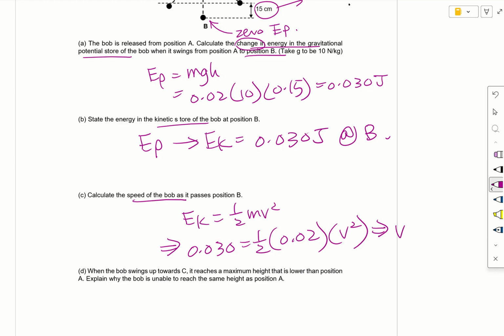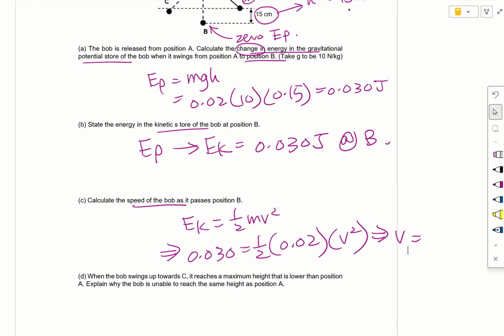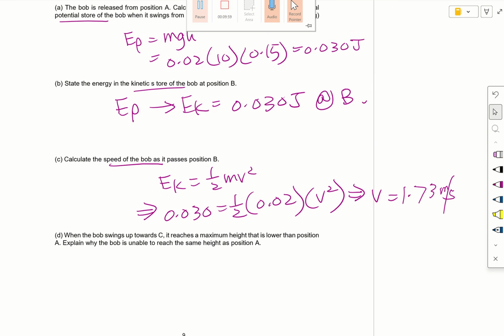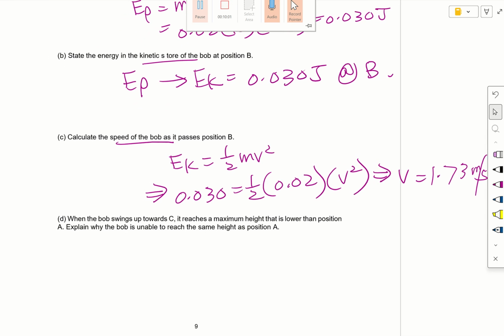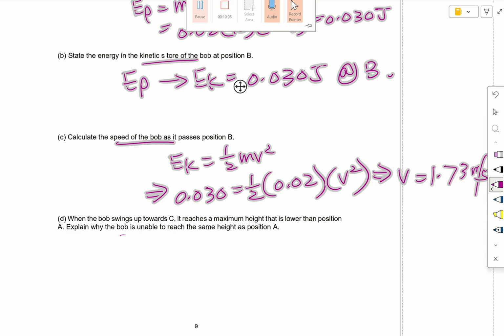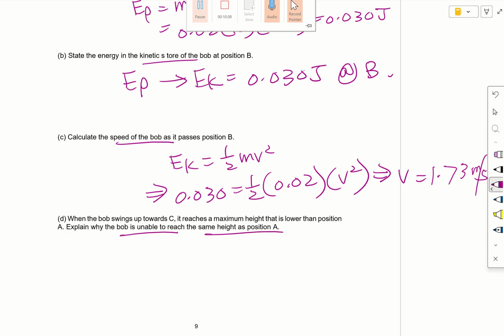Therefore, our V will be equal to 1.73 meters per second. Okay. Now, when the bob swings up towards C, it reaches a maximum height that is lower than position A. Explain why the bob is unable to reach the same height as position A.